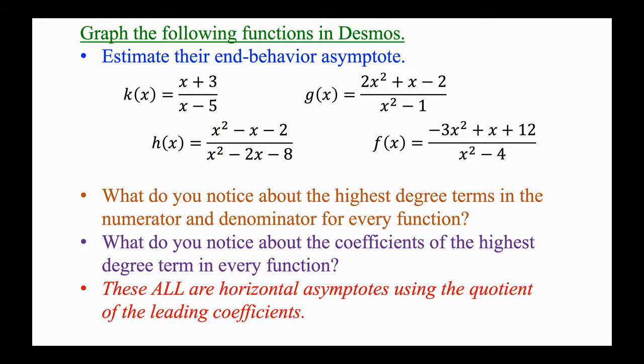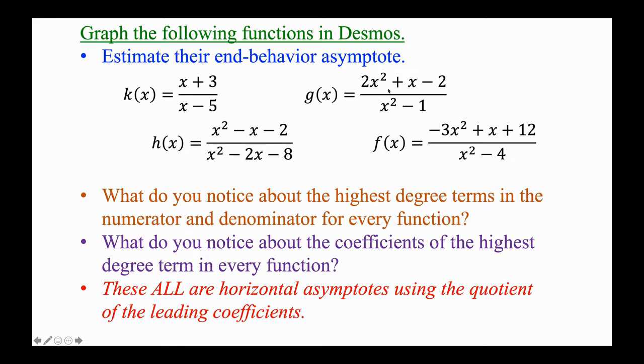Well, did you notice that all of the horizontal asymptotes are some value, but more importantly, it's a quotient of the leading coefficients? Check this out. This is so cool. If the degrees are the same, look at k of x. Look at your graph of k of x. They both have the same degree at the top and the bottom. You see that? Their end behavior asymptote was y equals 1. That's if you just take the numerator 1 divided by 1 here, and the denominator's coefficients.